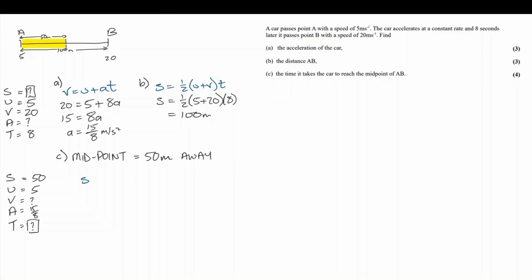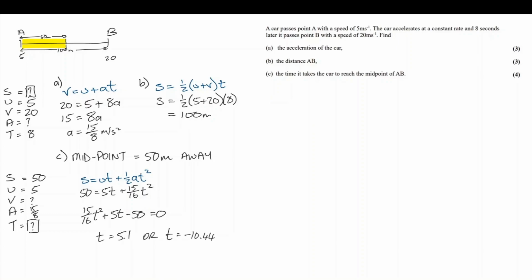Okay, we're looking for time. The formula to use is s equals ut plus half at squared. Let's go ahead and substitute all of that in. As usual, we're generating a quadratic equation. So rearranging and solving should help us to find t. This should go into your equation solver and you'll get two solutions, 5.1 and negative 10.4.